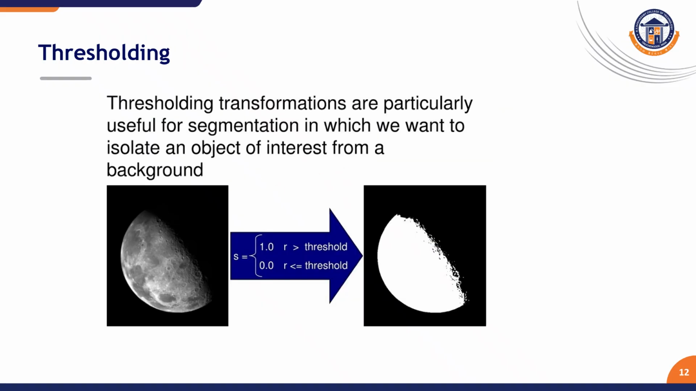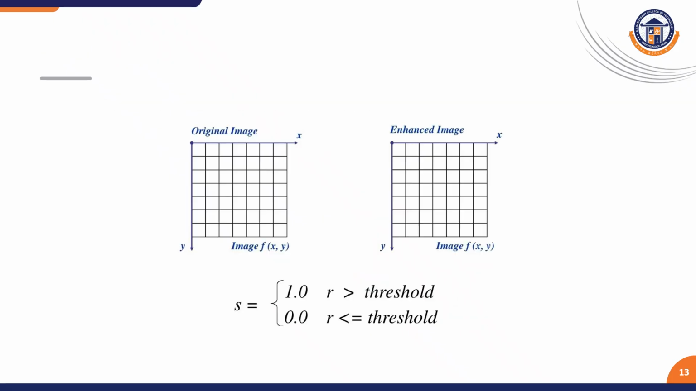Thresholding is where only two kinds of pixel intensities are available. One is dark and one is light, so 0 and 1 is the meaning of threshold. Here the threshold means only two kinds, 1 and 0: r less than threshold, and r greater than or equal to threshold.